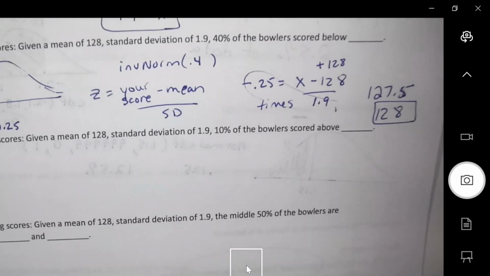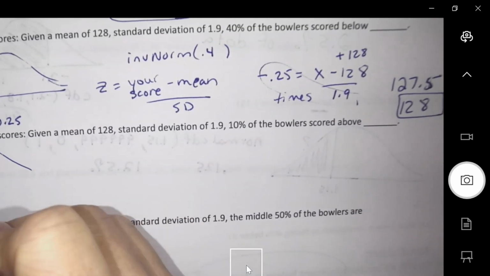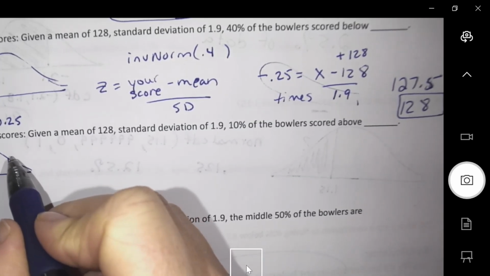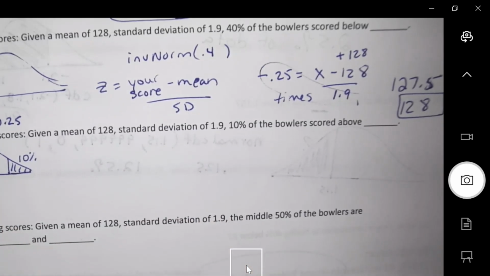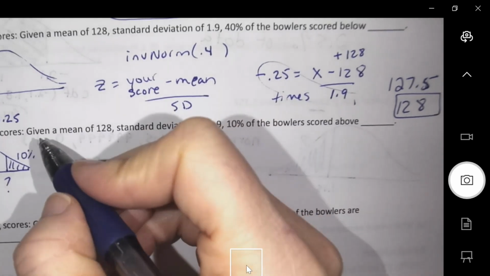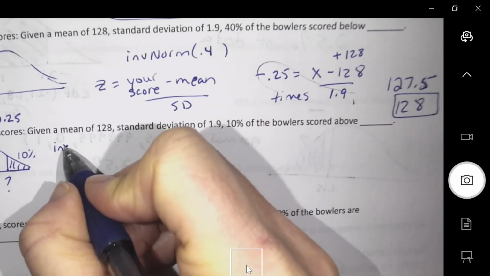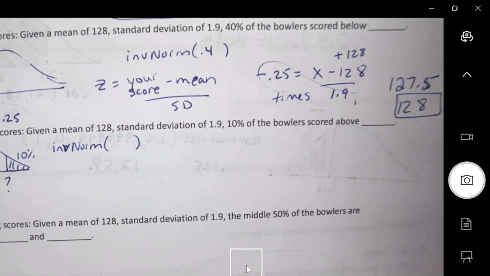Okay, same bowling question. 10% of bowlers are above what kind of bowling score? Okay, so first of all, I'm going to inverse norm, okay, because I have a percent. When you have a percent, you're inversing.